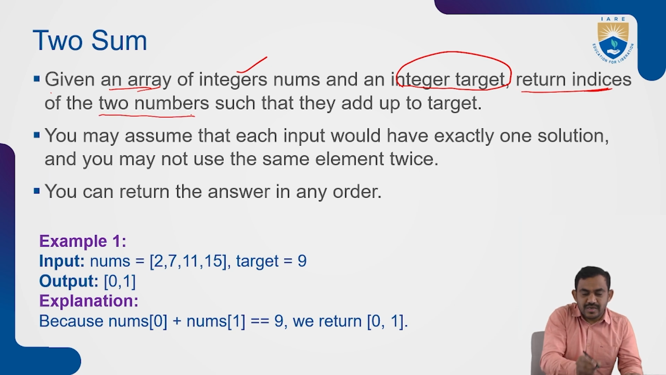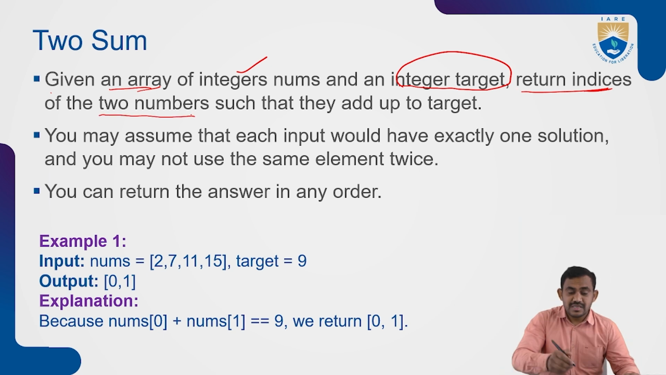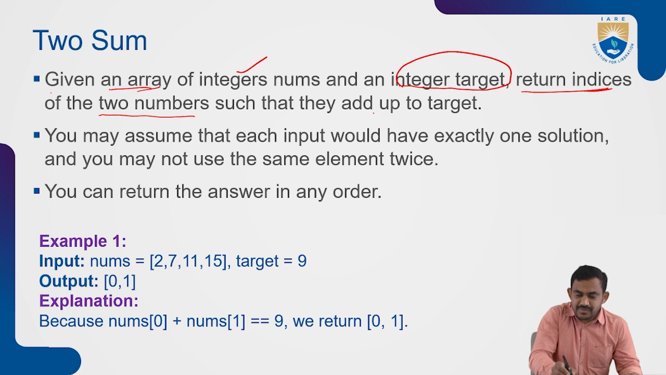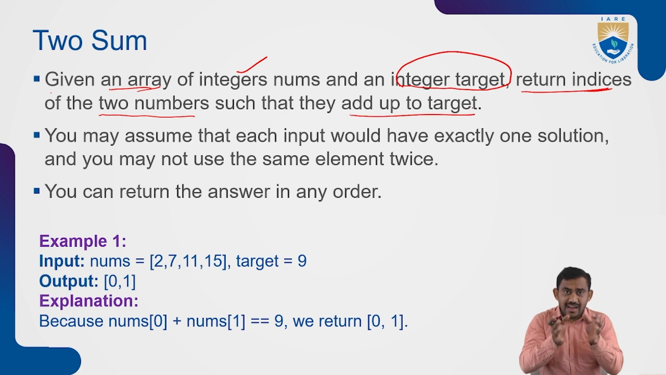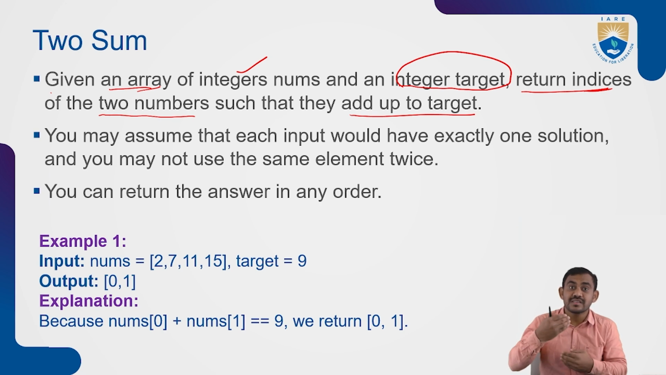two numbers. So if the input is an array and there is some target, now we need to return some output with two numbers. What are the two numbers? That depends on adding up to the target. Remember that: the two numbers mean the output is also an array. So we need to return two numbers, also in an array.